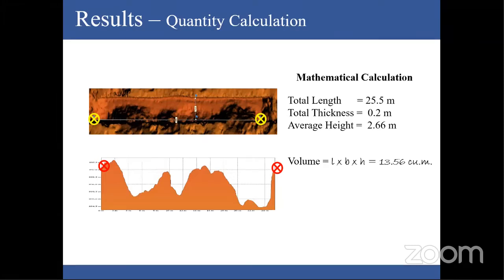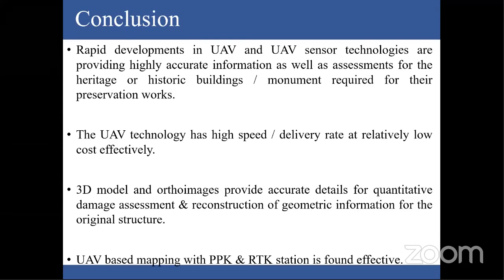So at the end, we can conclude that the rapid development in UAV technology is allowing us to calculate highly accurate data with the sensors. UAVs provide users an advantage in documentation, with high accuracy and speed at less cost. After analyzing all the data captured from the UAV, such as images, ortho images, DSM and digital elevation model, it can be effective for the preservation of heritage and historic structures. The output in the form of a 3D model and ortho mosaic provides highly accurate details quantitatively, with damage calculations.